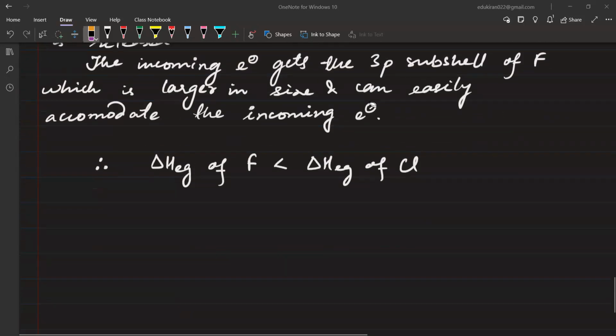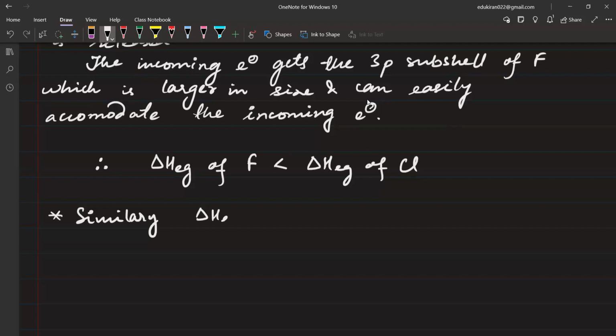You write the next point. Similarly, delta Heg of oxygen is also less than delta Heg of sulfur, the same reason. So you will just replace fluorine with oxygen and chlorine with sulfur, and give the same reason if they ask this.